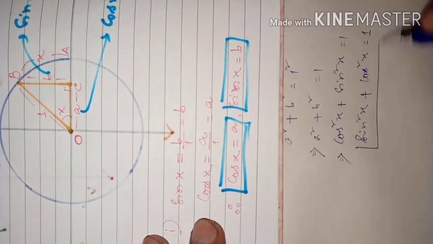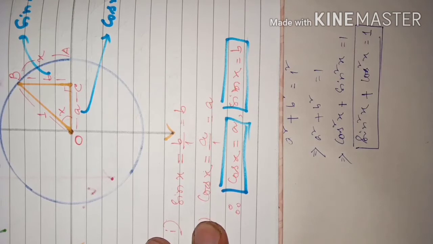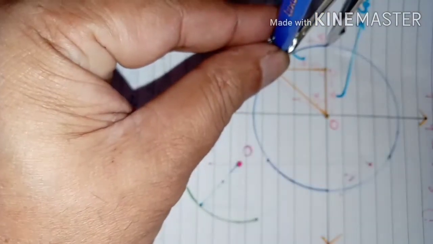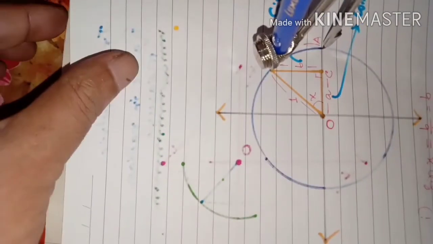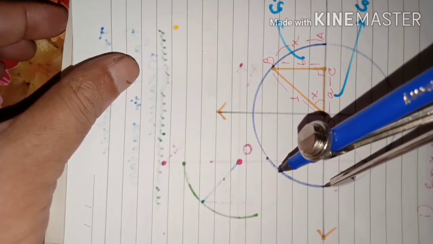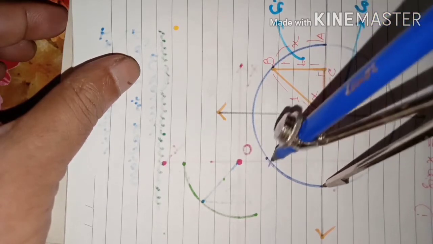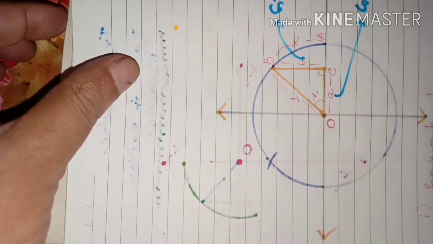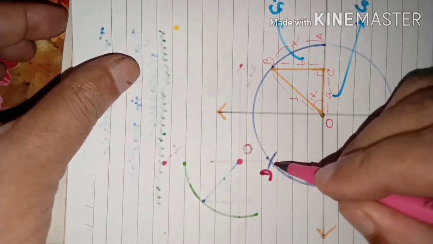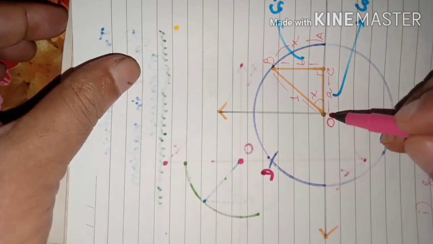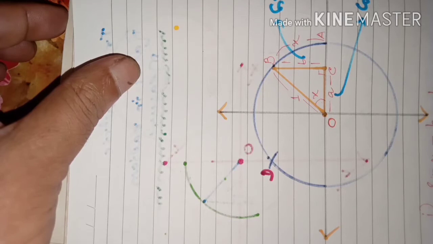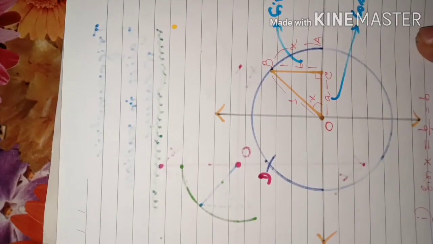So we have this relation established here. Now see here, suppose I consider this x unit length of arc on the left hand side of this y-axis. Then if I join this new point, say D, with O and drop a perpendicular from D on the x-axis, what shall I get here?